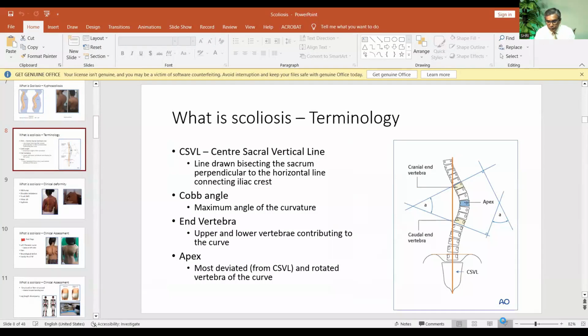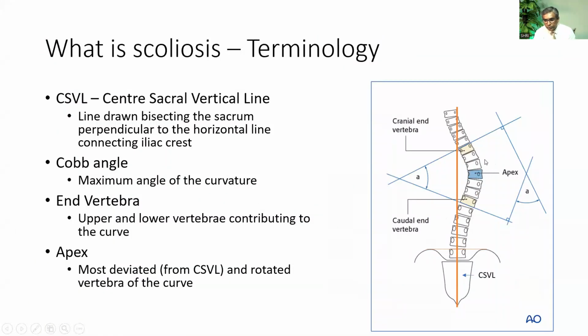Right. I hope you can see this picture. So if you take this picture, if you take this curve, the topmost vertebra which is contributing to this particular curve is the upper end vertebra. Now beyond this, the curve turns the other way around.